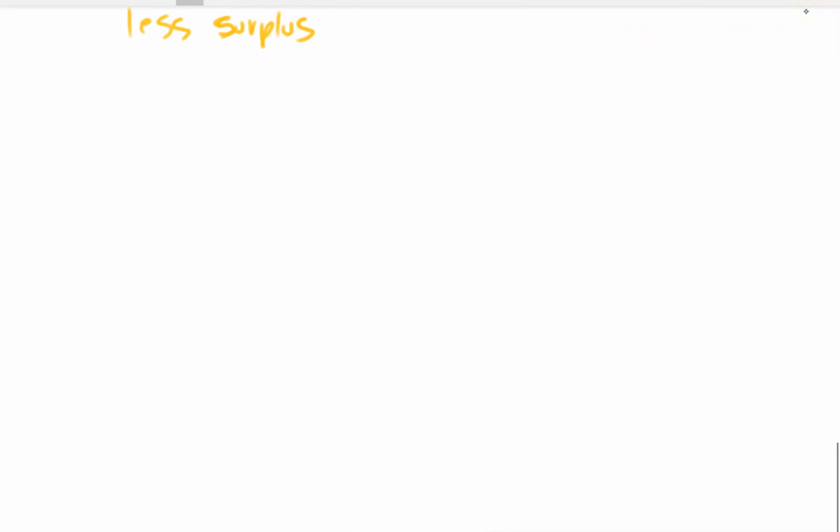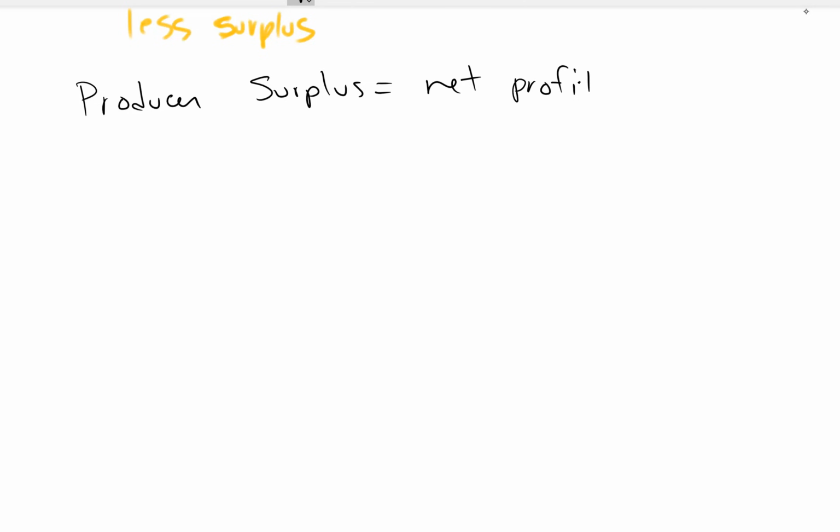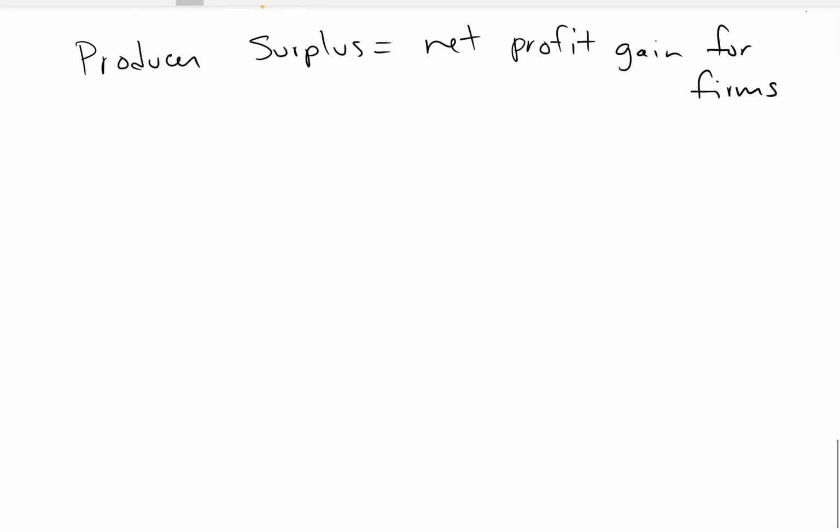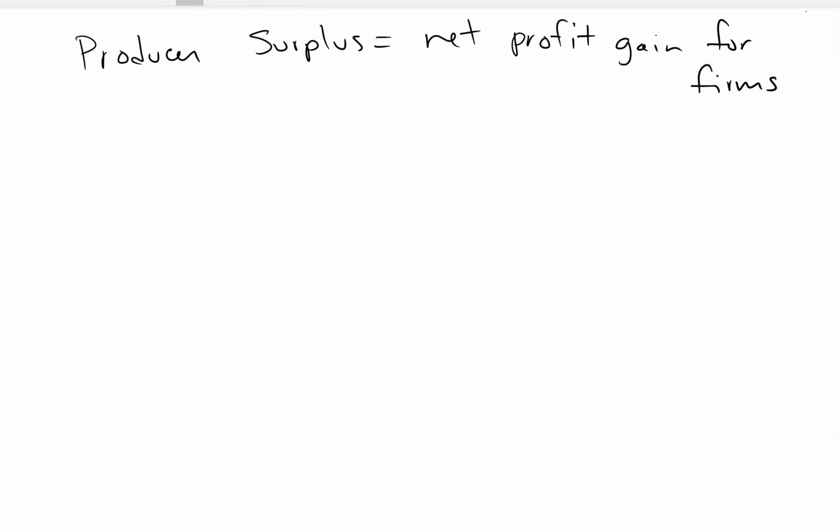In this section, we're going to look at producer surplus. This is like a net profit gain for the firms, so the net benefit. Well, I guess you can just call it a profit gain for the firms. This will be slightly simpler than the other.